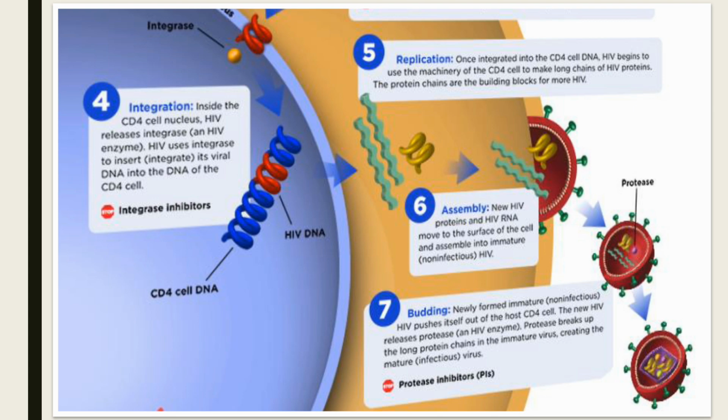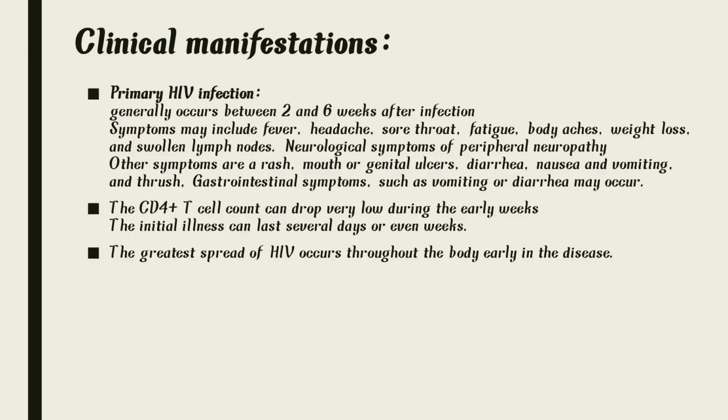As we move into the clinical manifestations, the primary HIV infection generally occurs between 2 and 4 weeks after infection. Symptoms include fever, headache, sore throat, fatigue, body aches, weight loss, and swollen lymph nodes. Neurological symptoms include peripheral neuropathy.